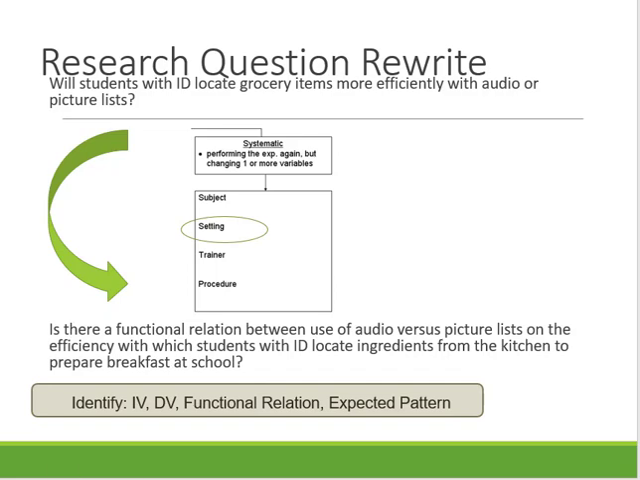The question could sound like, is there a functional relation between use of audio versus picture lists on the efficiency with which students with ID locate ingredients from the kitchen to prepare breakfast at school?